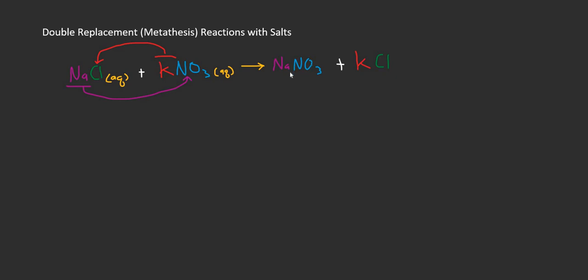And we know they're going to look like this because, as we talked about before, the charges will dictate what they look like. So sodium has a +1 charge, and nitrate has a -1 charge. So they cancel each other out. Same thing with potassium and chloride. The potassium ion has a +1 charge, and the chloride ion has a -1 charge. So they cancel each other out. So that is the gist of the double replacement reaction. In the next video, we'll talk about solubility and how to predict if your double replacement reaction produces a precipitate, which is a solid.